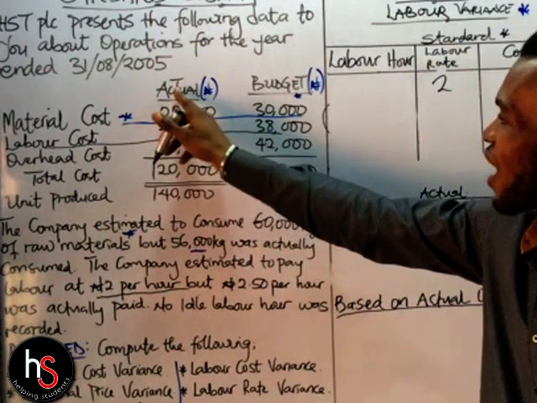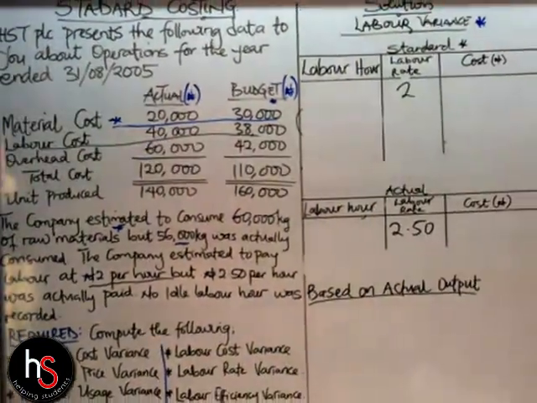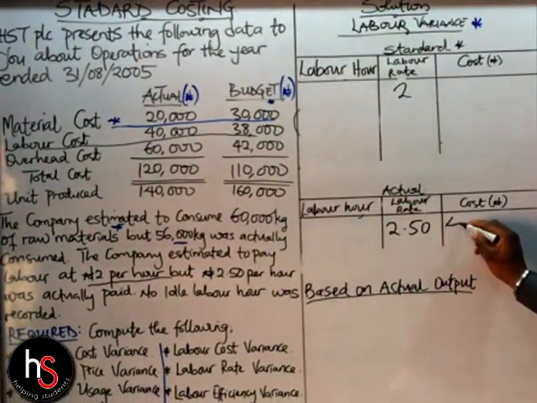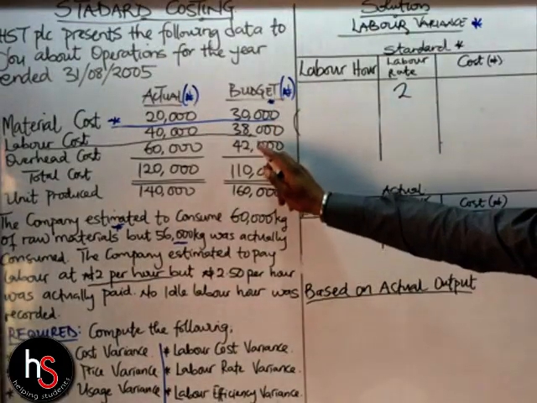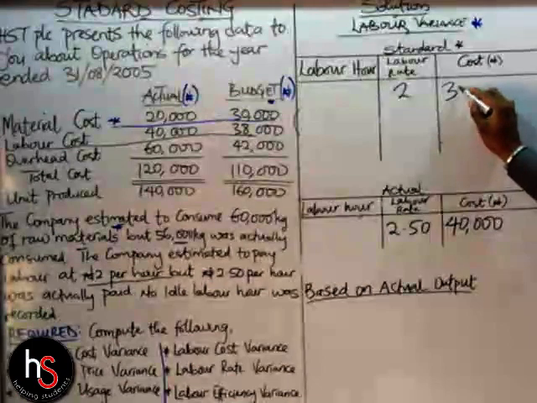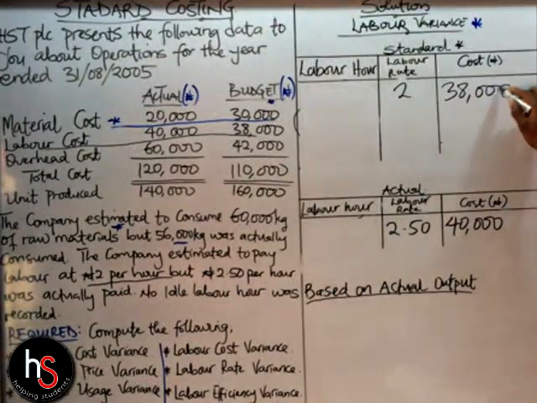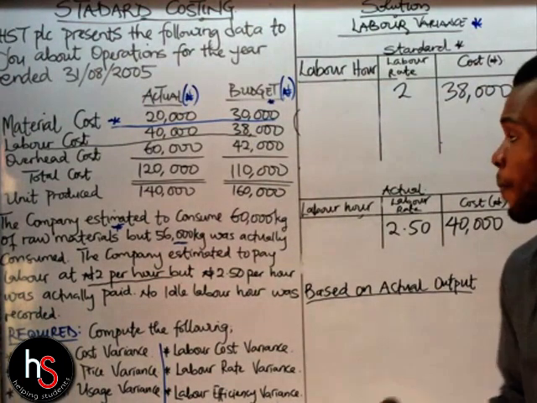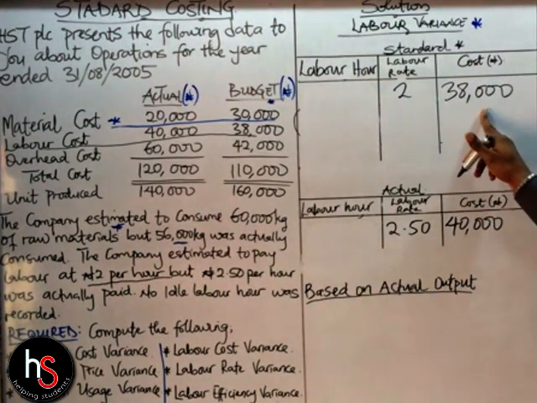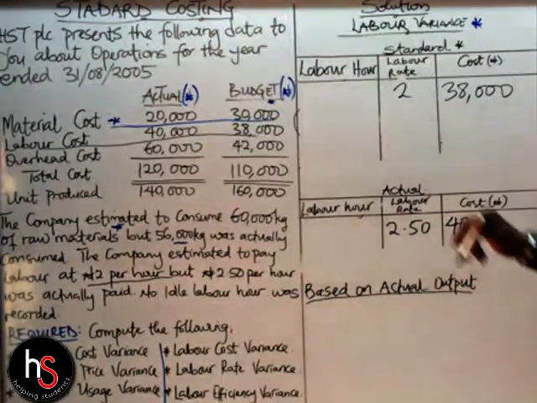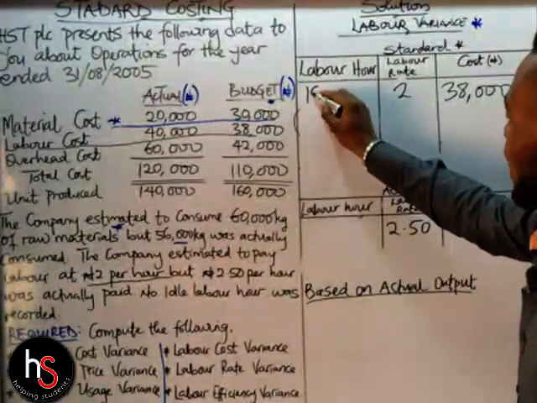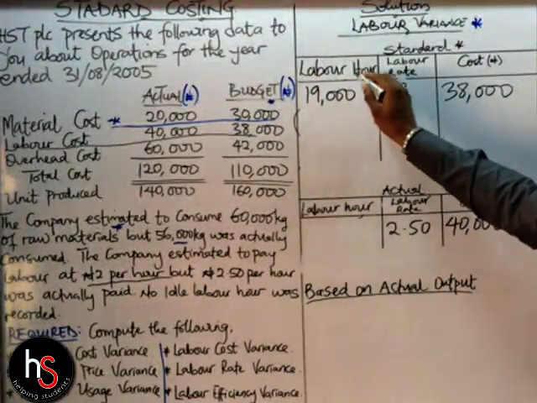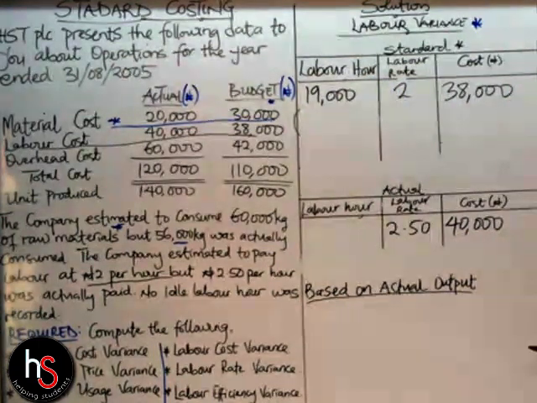The labor cost, the actual labor cost is what? 40,000. This is for labor, right? So the cost is what? 40,000. While for the budgeted is what? 38,000. Okay? So we have been given these two values. How do we proceed? Then 38,000 divided by 2. What do we have here? 19,000. So 19,000 stands as the labor hour.